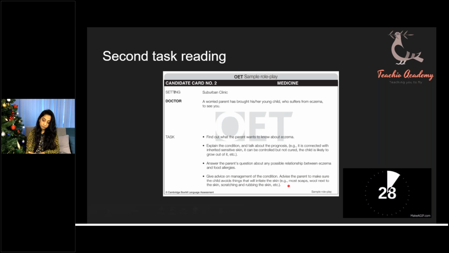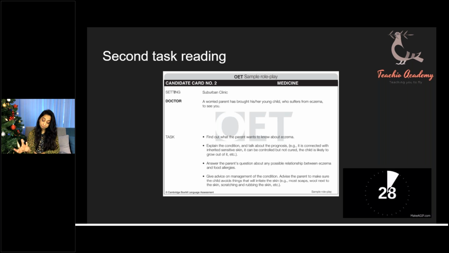Okay, so what I might do is try and make some alternative sentences during my second task reading. So you would say, I would advise you to make sure that your son or your daughter avoids things that will irritate the skin. So instead of irritate, because I've still got time, I'll start planning a few more things.